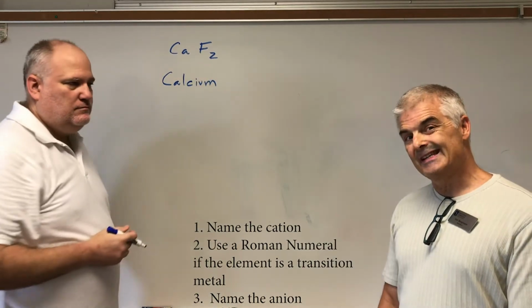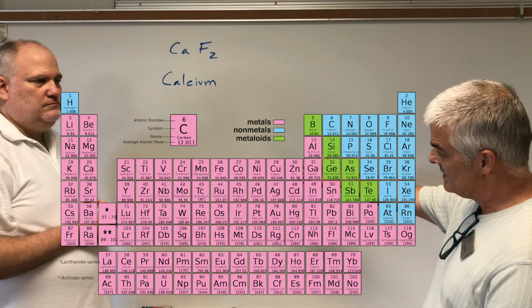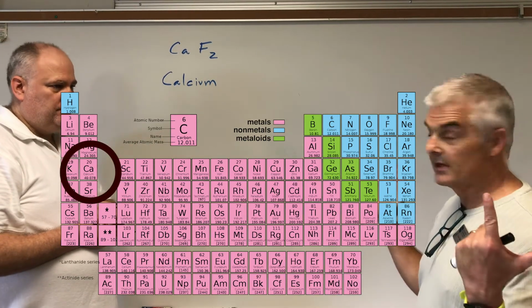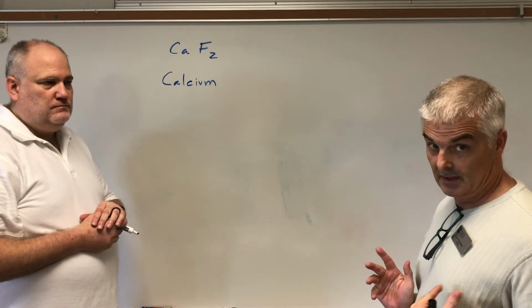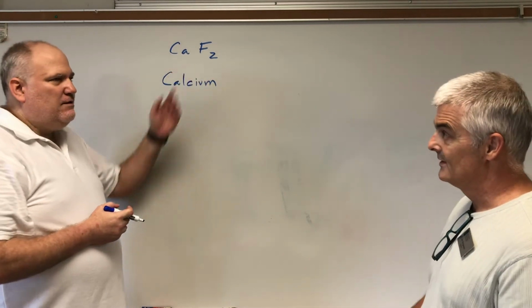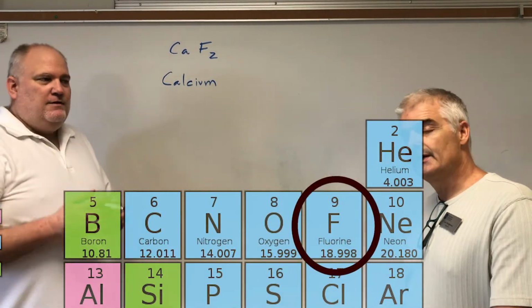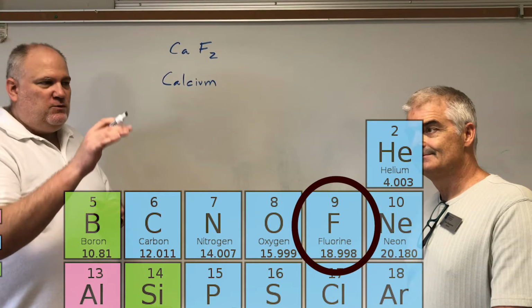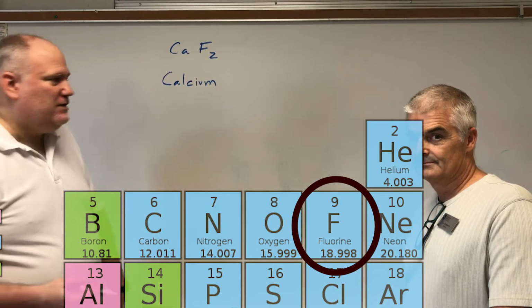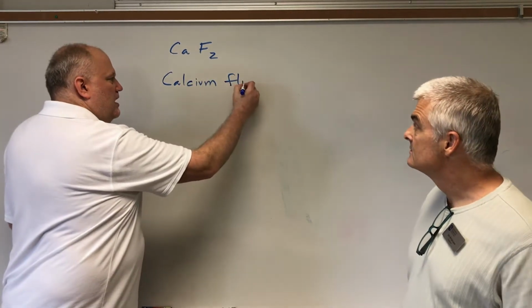Second rule says, is it a transition metal? And clearly here on the periodic table, you can see that calcium is not in the transition metal zone. Group 2. So we ignore rule 2. Rule 3 is name the anion. F. Now, be really clear here. When you look on the periodic table, it's going to say fluorine. And when we deal with the names, we always drop the ending and add "ide." It becomes kind of sleek that way. So it's not fluorine, it's fluoride. So we're going to write fluoride.